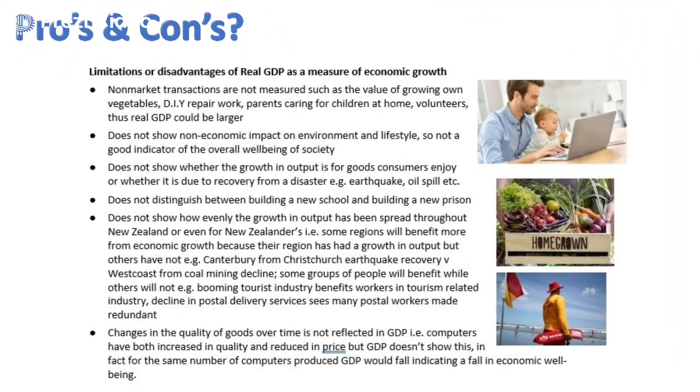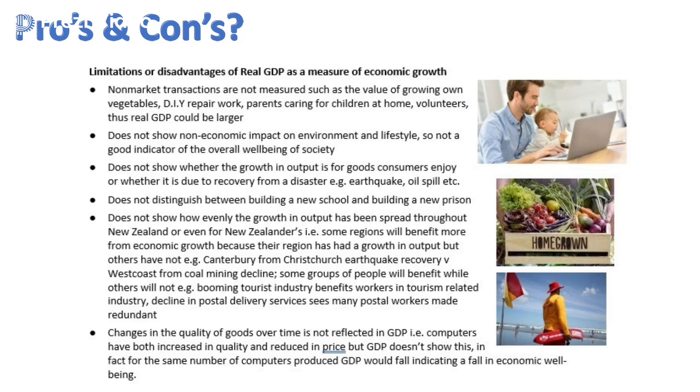The limitations of the real GDP measure is that it doesn't include other parts of output, so growing your own vegetables, DIY repair work, or parents caring for children at home, volunteers, because there's no transaction, so it's not being measured. Real GDP doesn't show us the non-economic impact on the environment and our lifestyle, so it's not a good indicator for our overall well-being of society. So it's just based on numbers and money and output.